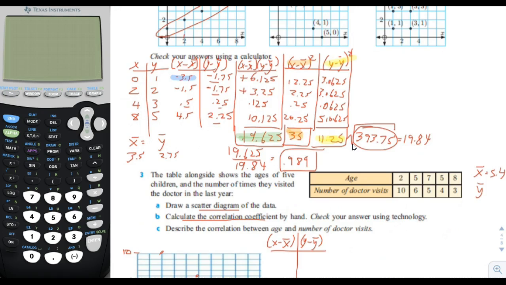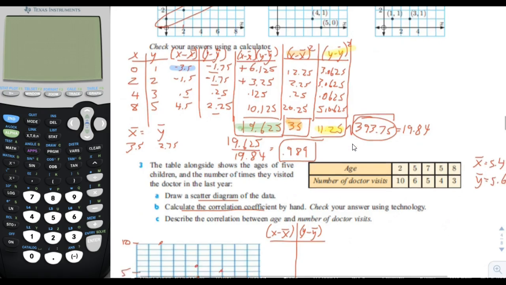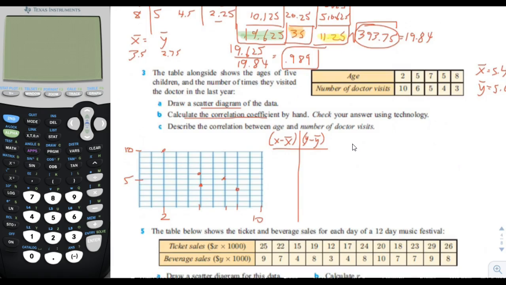What about y bar? So we'll do 10 plus 6 plus 5 plus 4 plus 3. And we get 28, and we divide that by 5, and that gives us 5.6. So those are our x bar and our y bar. And we're going to use x bar and y bar to subtract from the original values. So for example, the first x minus x bar value is 2 minus 5.4, which is negative 3.4. And the first y minus y bar value is 10 minus 5.6, which is 4.4.